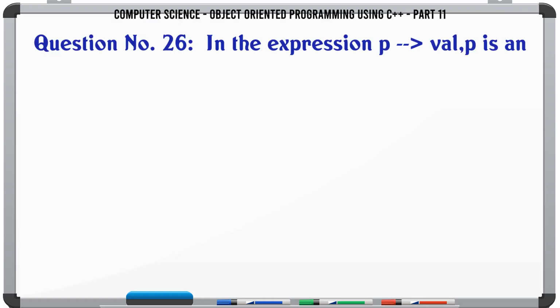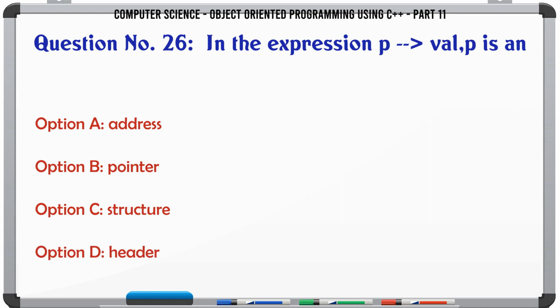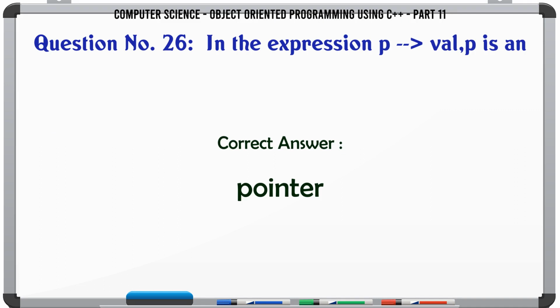In the expression *p, while p is a A. Address. B. Pointer. C. Structure. D. Header. The correct answer is pointer.